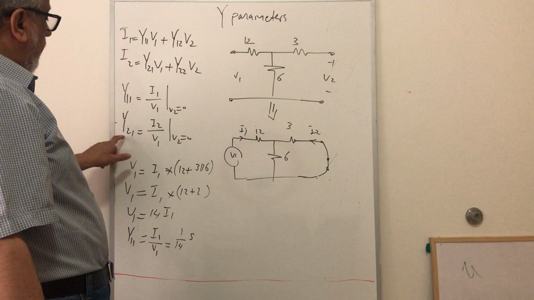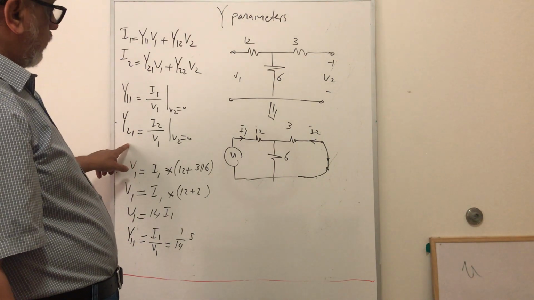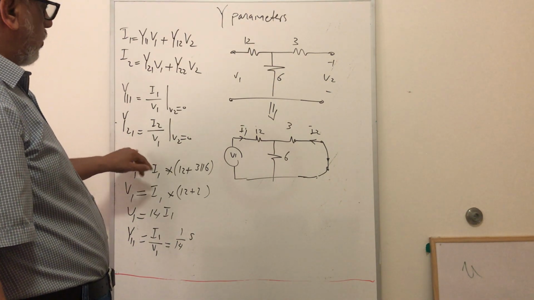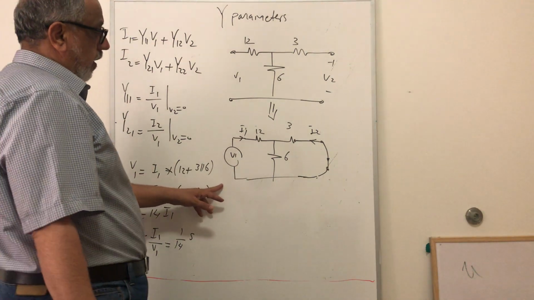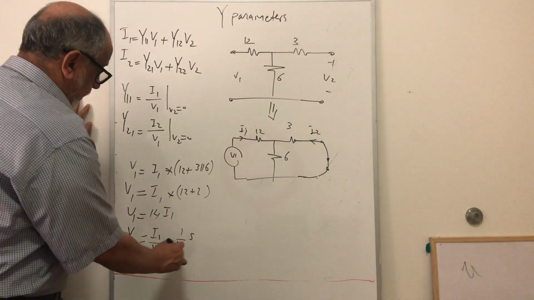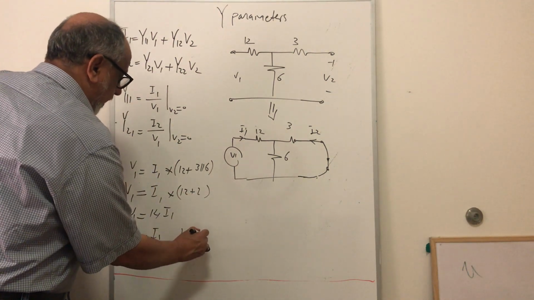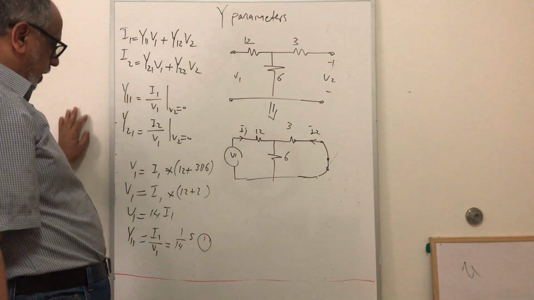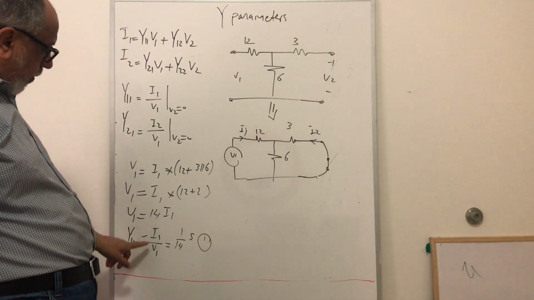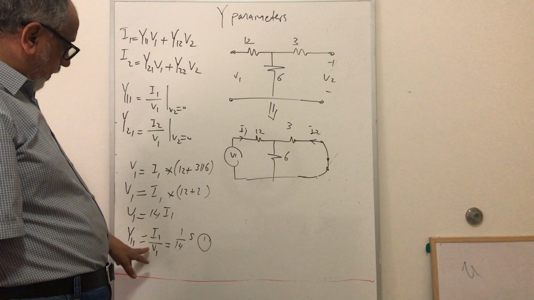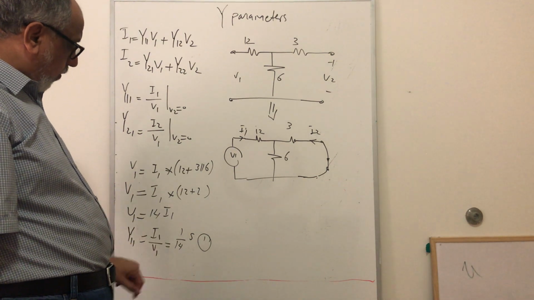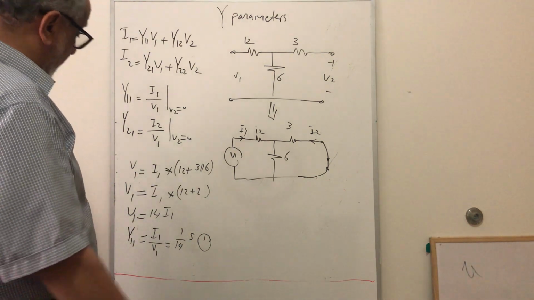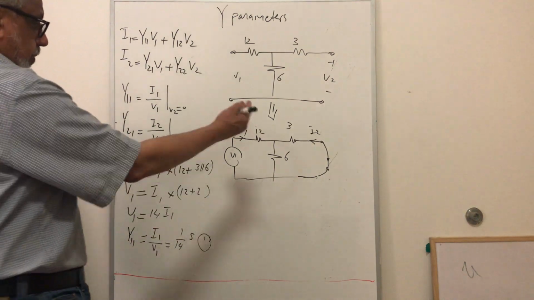Same thing for this one here, so we have to find I2 as a function of V1. So keep this equation here, I'll give it a number, equation 1, which is Y11 equal to I1 over V1. Maybe I will need it later on. Or I1 over V1 equal to 1 over 14, right? So we can express it.